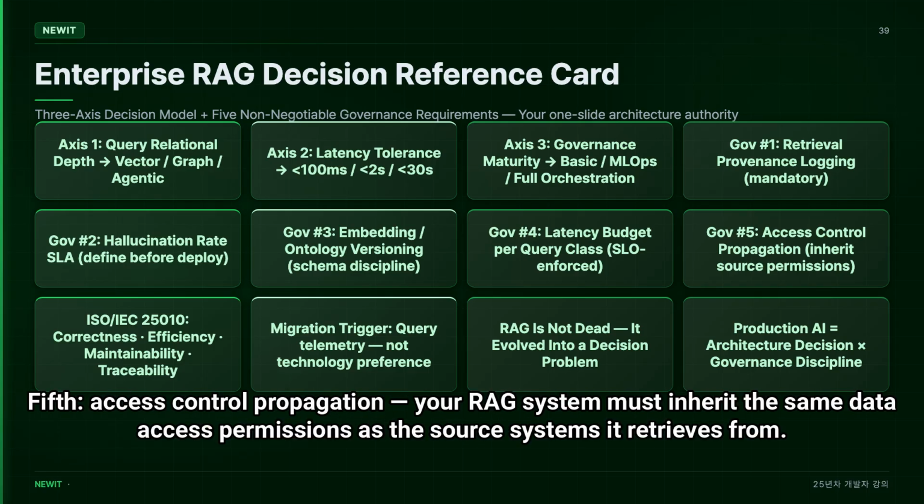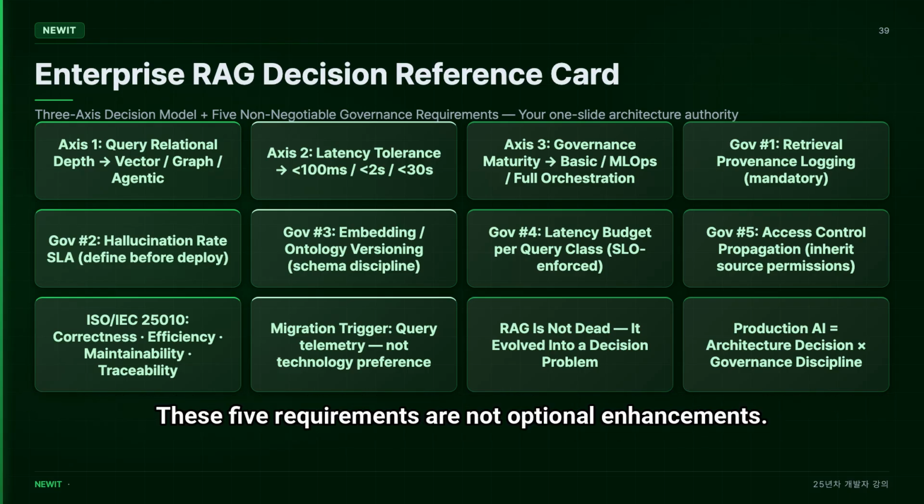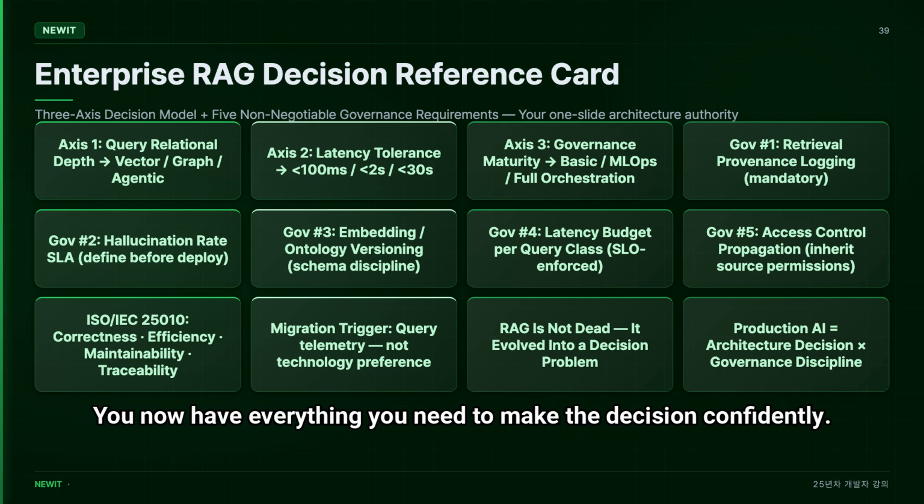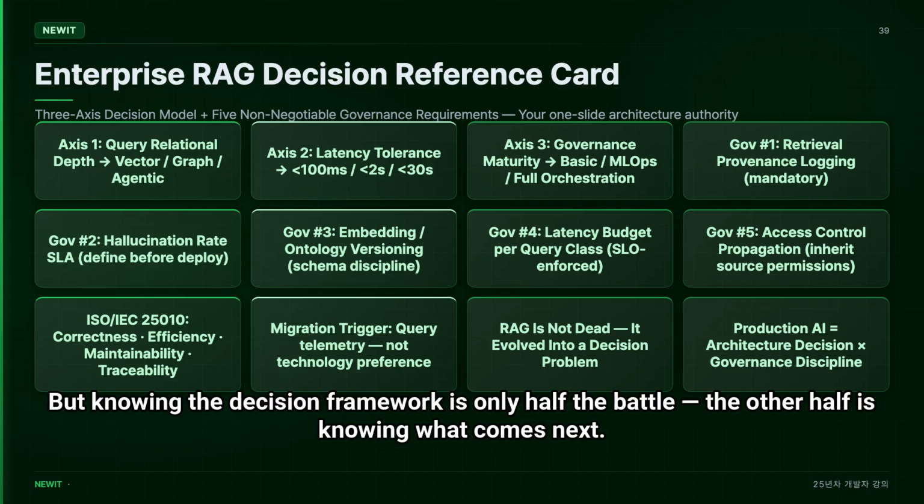Fifth, access control propagation. Your RAG system must inherit the same access permissions as the source systems it retrieves from. These 5 requirements are not optional enhancements. They are the minimum viable governance layer for any enterprise RAG system operating under regulatory or fiduciary obligation. You now have everything you need to make the decision confidently. But knowing the decision framework is only half the battle. The other half is knowing what comes next.